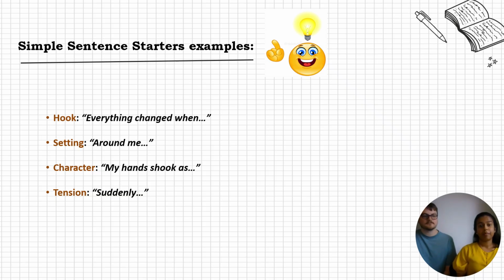And for character, "My hands shook as..." So you can describe how your character is feeling. And then the tension, "Suddenly..." something happened. So likewise, you can use these words. Also, this is just an example. You can use your own words and your creative ideas to write your paragraph.